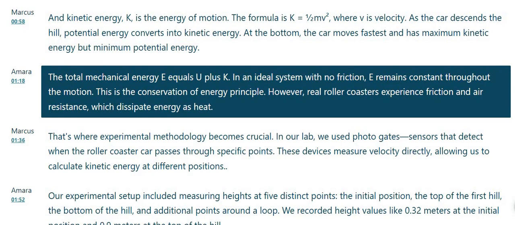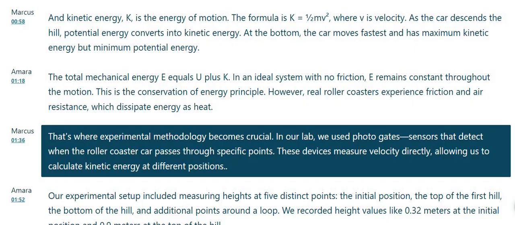The total mechanical energy, E equals U plus K. In an ideal system with no friction, E remains constant throughout the motion. This is the conservation of energy principle. However, real roller coasters experience friction and air resistance, which dissipate energy as heat. That's where experimental methodology becomes crucial.